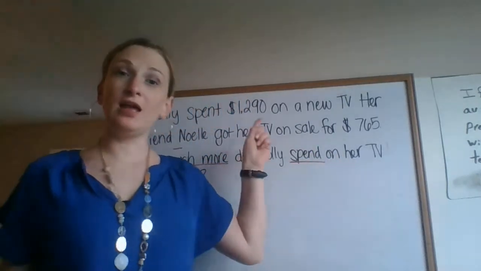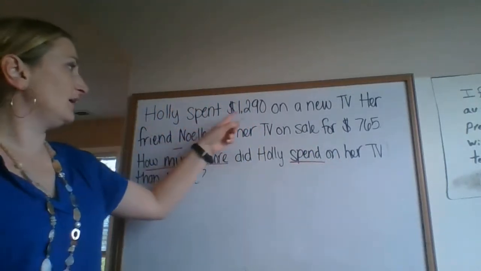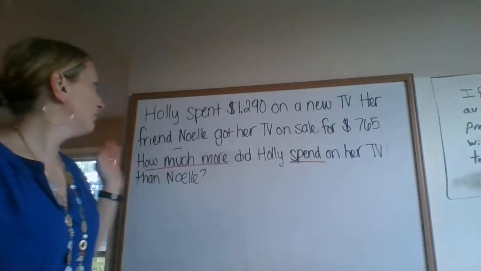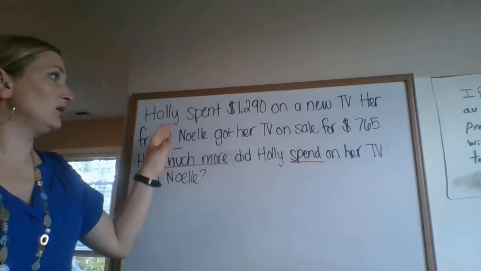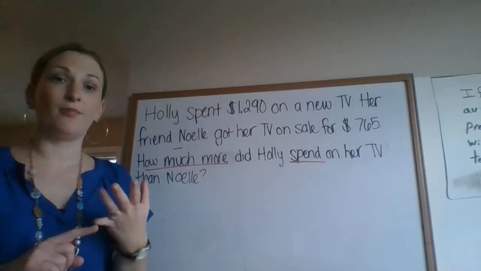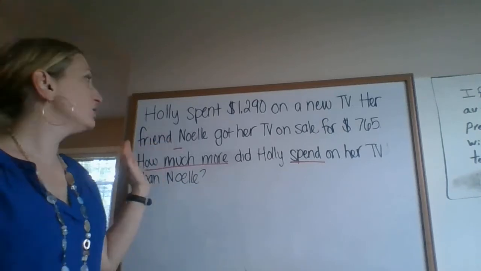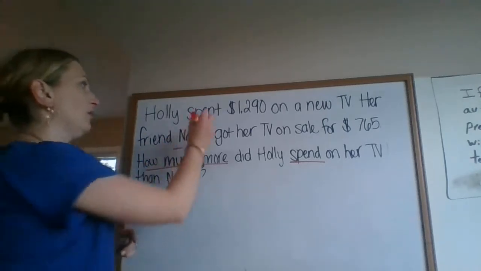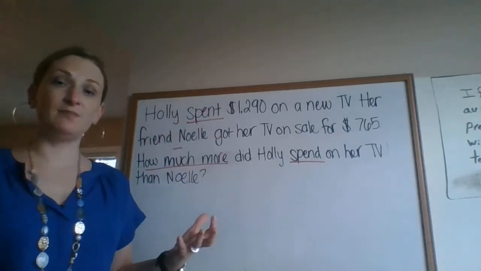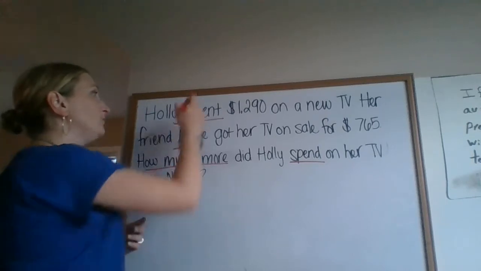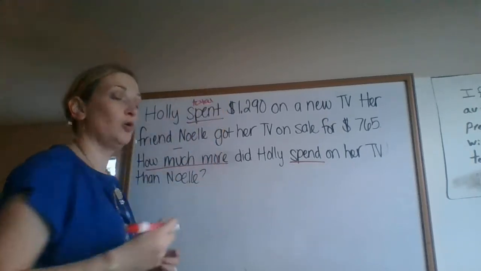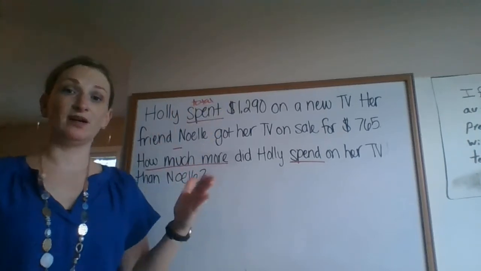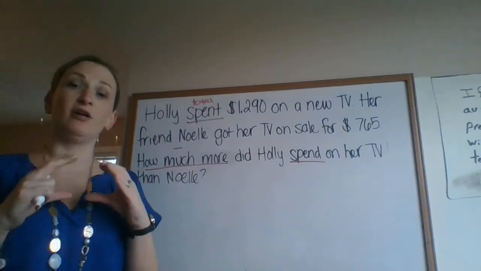So again, go to the first sentence. Holly spent $1,290 on a new TV. So what do we know? One of the things that we talked about was, do we have any words that indicate an operation? We already think that we're subtracting. So what's the key information that I need from here? Well, when we talked about it, we talked about this word spent. What does spent mean in this problem? Well, it's a total. Whose total? It's Holly's total of what she spent. So when she buys her TV, that's it. So we know that we have one total.